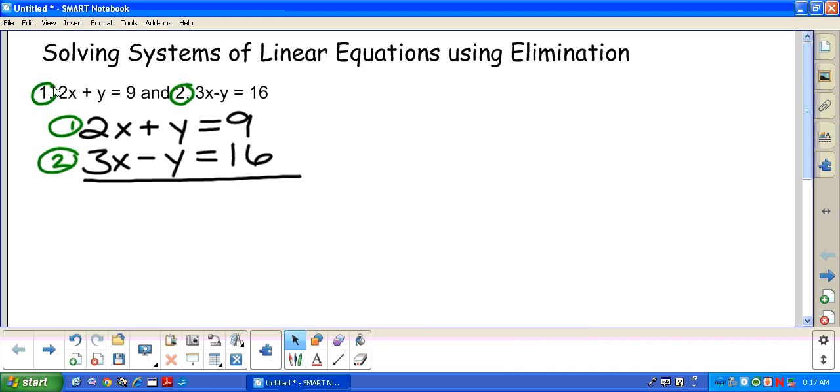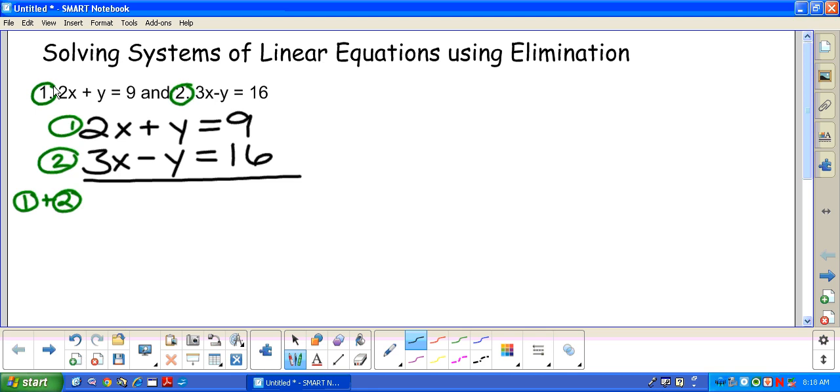The next step is to look at the two lines and think about what would happen if we added them together or subtracted them from one another. So I know that if I add plus y and minus y together, that I will get a 0 value for y, and that's when I'm going to be eliminating y. So I'm going to do 1 plus 2. After I've decided that I'm going to add these two lines together, then I just add the x's together.